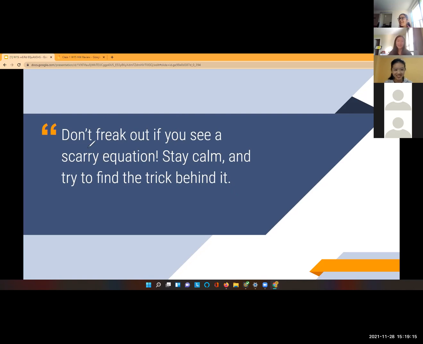I don't know, but lots of times scary equations like the ones we're going to go over, they're not even actually scary. They just look kind of weird, like this misspelled word. So you can become uncomfortable and not really know what to do, but it's actually just pretty simple once you figure out how to do it. So all you have to do is stay calm and find out the trick behind it, as we will see.